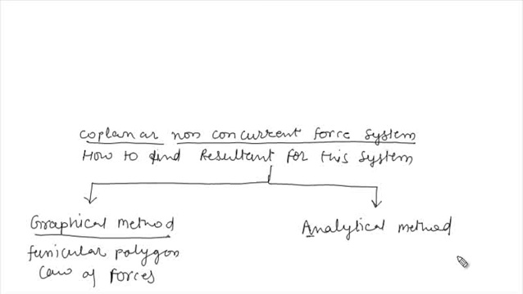The analytical method for finding the R will be the same. First we have to find out the algebraic summation of all the forces about the x-axis, because in 2D problems we generally have two axes, x and y. Similarly, we have to find out the algebraic summation of all the forces or components of forces about the y-axis. I am saying algebraic summation because force is a vector quantity, so we have to think about direction also.